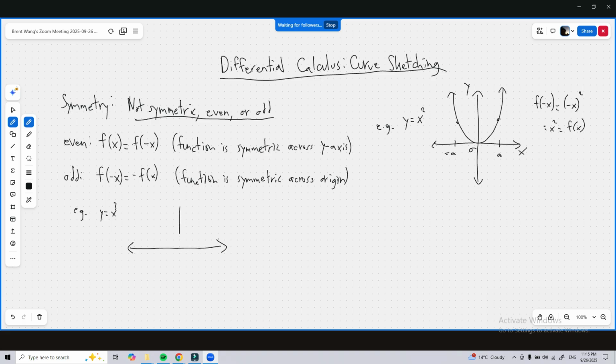I should have just done y equals x, but y equals x cubed, whatever. So y equals x cubed. You can see if you were to mirror it along the origin 0, 0, it's perfectly symmetric. And if you need further mathematical confirmation, f of negative x is equal to negative x cubed, which is equal to negative f of x. So yes, it fits the odd function requirement perfectly.